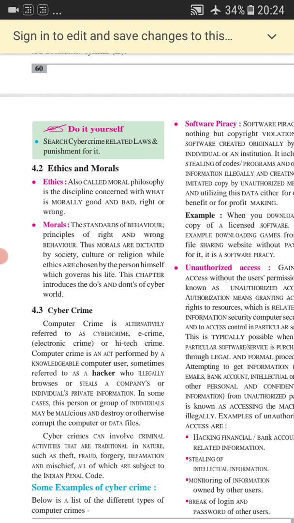Now next is morals. As your parents have taught you many morals, such as how you have to behave in society, all of these come under morals. So while using the internet, we always have to follow ethics and morals. These are the standards of behavior; inside morals, you have to follow the proper principles of right and wrong behavior. You cannot do wrong things on the internet which are not valid. So you always have to respect the rules which are provided by the government and by cyber law. Next is cyber crime. What is cyber crime?